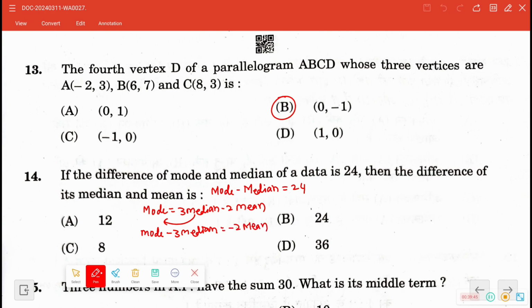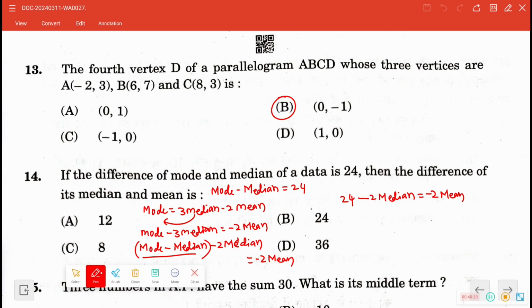Now we have to write it as mode minus median minus 2 median. This one, minus 3 median, we have to write it as minus median minus 2 median, which is equal to minus 2 mean. Now in this place we can substitute 24, because mode minus median is given as 24. So 24 minus 2 median is equal to minus 2 mean.